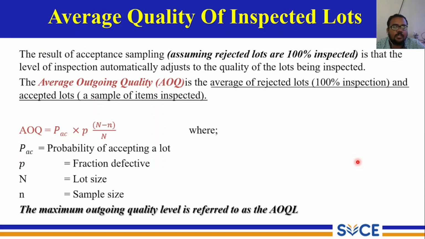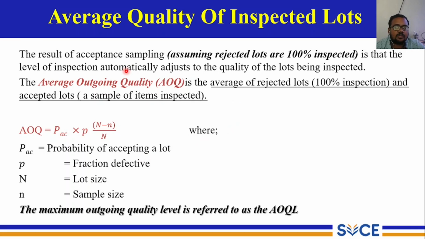And next we'll be seeing about AOQ, which is average outgoing quality. What is average outgoing quality? It's the average of rejection percentage, like the average of rejected lots and the accepted lots from the set of samples which have been inspected. So how do you calculate it? Probability of accepting a lot multiplied by the fraction defective in the entire lot which you have taken, multiplied by the difference of lot size and the sample size, and it's also divided by N. So which is the probability of acceptance multiplied by small p into (N minus n) divided by N. That is how you measure your AOQ, which is average outgoing quality.